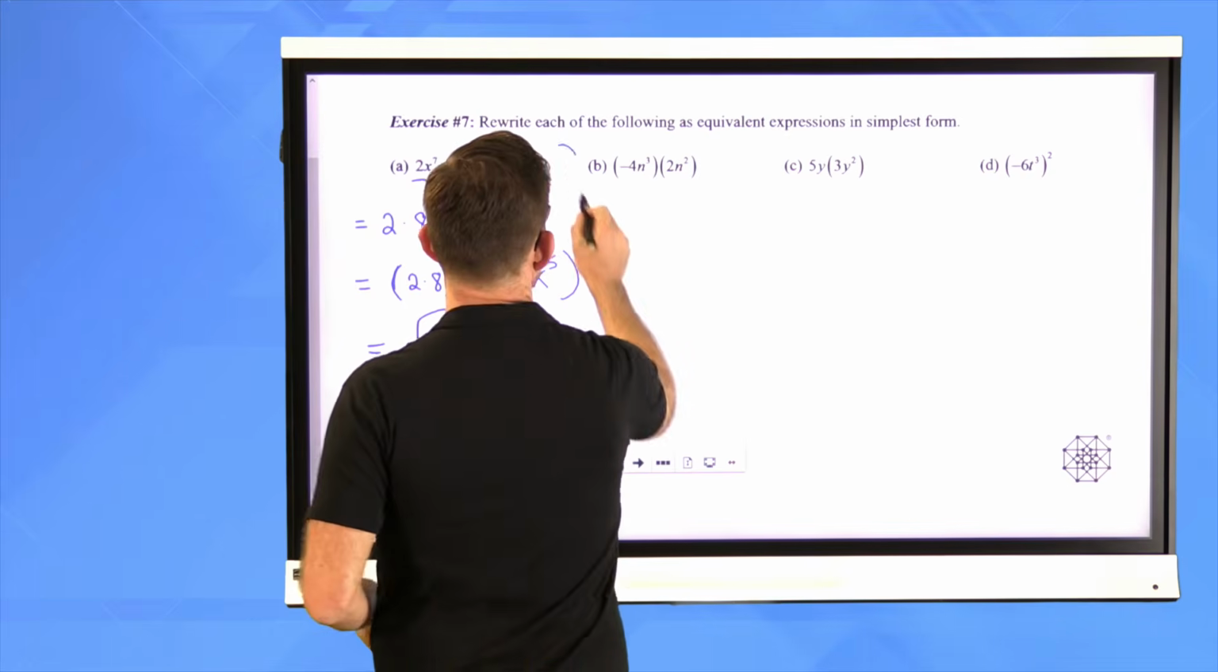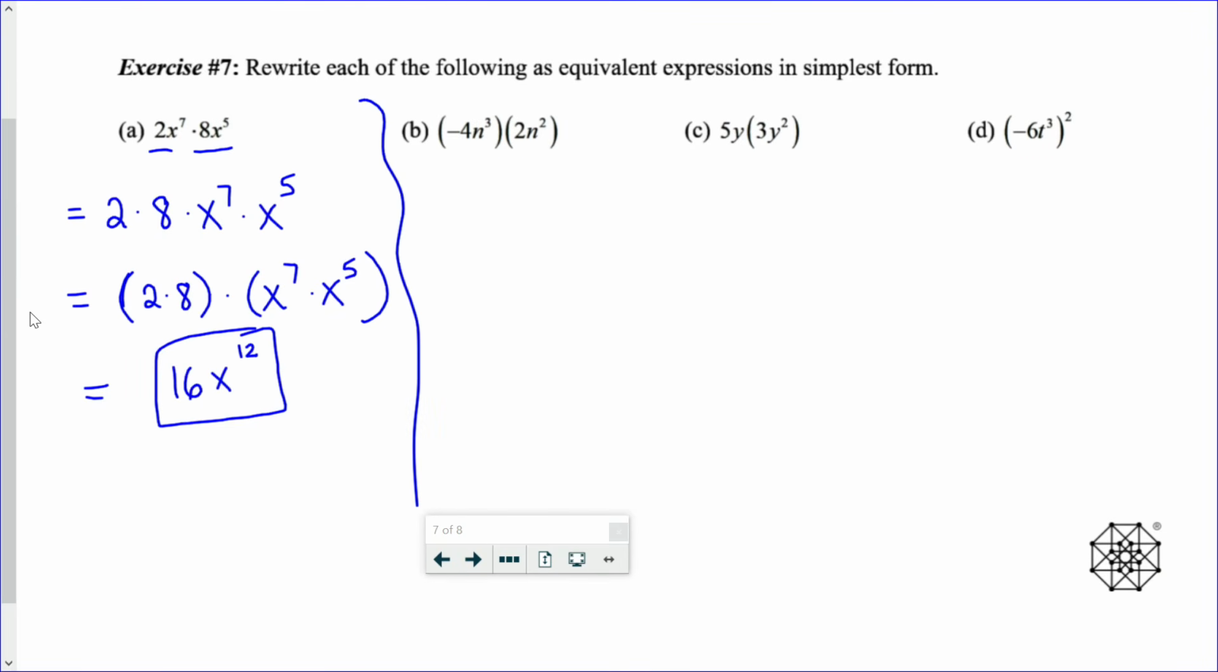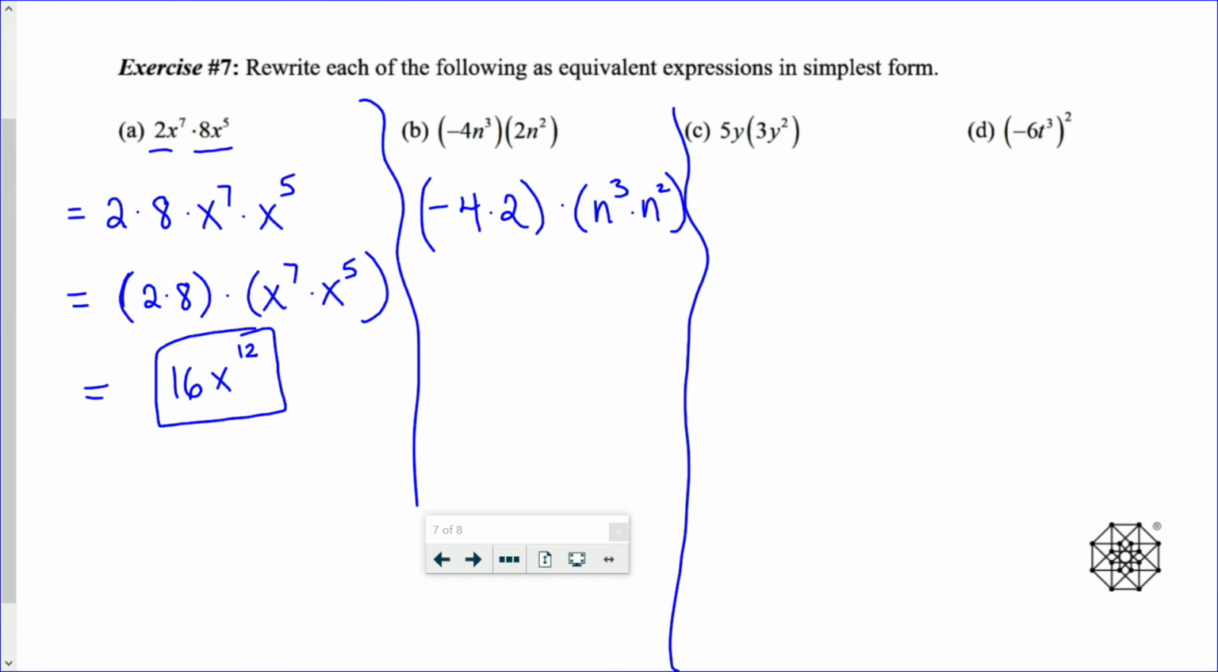Letter B, negative 4n cubed times 2n squared. I'm going to group the negative 4 times 2. I'm going to group the n cubed times n squared, and then do a little separation here. Negative 4 times 2 is negative 8. N to the 3rd times n to the 2nd, I'm going to add those exponents and get n to the 5th.